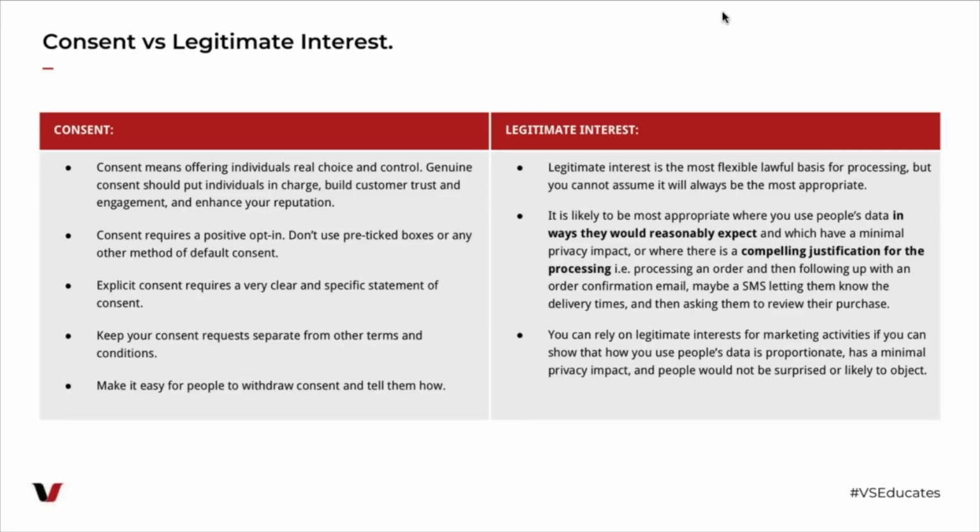So for instance, if they've placed an order with you, then you would expect to get an order confirmation email, or maybe an SMS text message letting them know the delivery times. So that's fine. You can rely on legitimate interest for marketing activities if you can show how you use people's data is proportionate and has a minimal privacy impact. And people, again, would not be surprised or likely to object. So they're really the two main areas that we're looking at through digital marketing when we're reviewing GDPR.